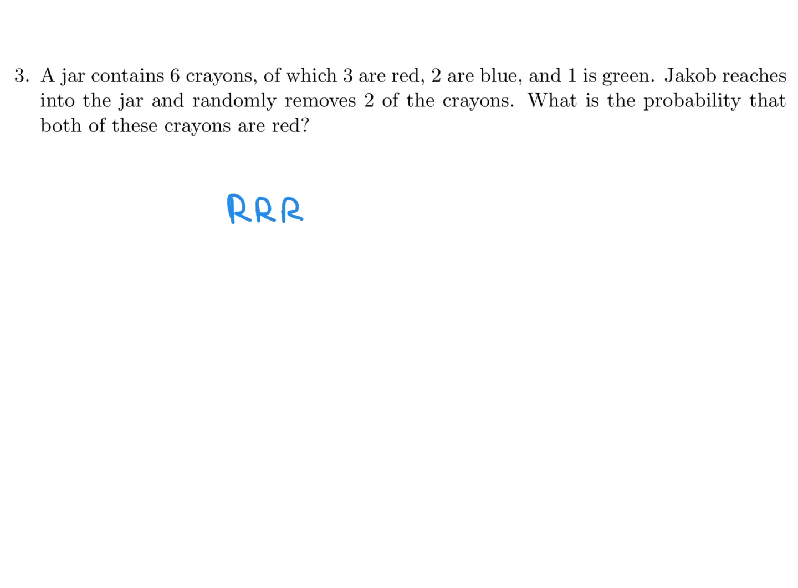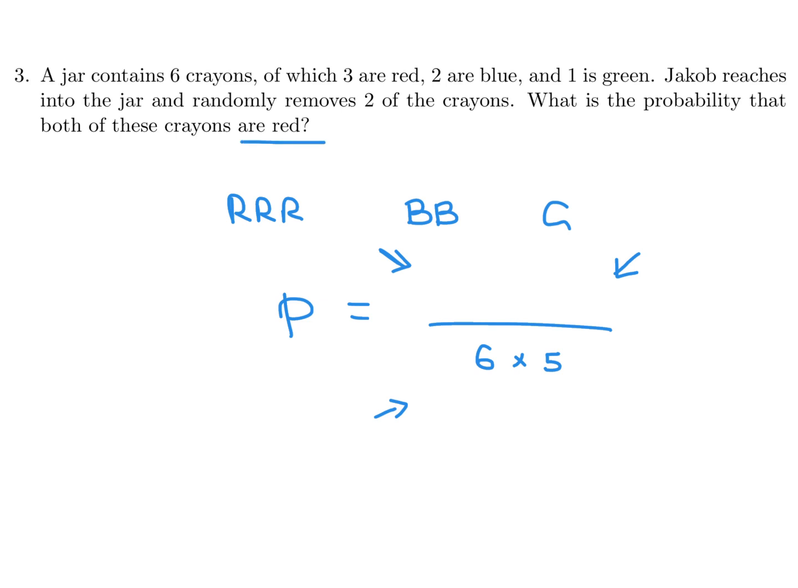Red, red, red, blue, blue, and green. So probability, let's see. Usually a fraction, and we have top and bottom. Bottom is usually the total number. So in this case, if we were to choose 2, 6 possibilities for the first crayon and 5 possibilities for the second. And then the numerator that goes up top is our specific condition, in this case that we want both of them to be red. So we have 3 chances that it's going to be red for the first one, and then for the second crayon there's 2, because there's only 2 crayons left that are red. And that's it. So this is going to be 1 over 5.